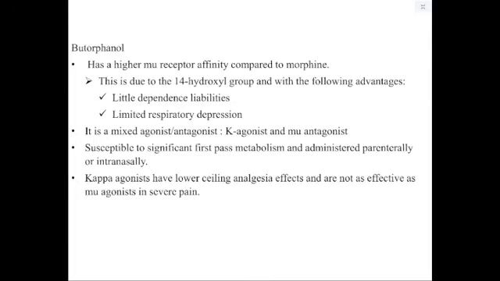Butorphanol has a higher mu receptor affinity compared to morphine. That one we've already discussed. This is due to the 14 hydroxyl group, and with the following advantages: it has lesser or little dependence liability, it has limited respiratory depression. It is a mixed agonist antagonist. So I believe we did mention also buprenorphine, said it's a mixed agonist antagonist, or even a partial agonist, and we are saying it's a mixed agonist antagonist.